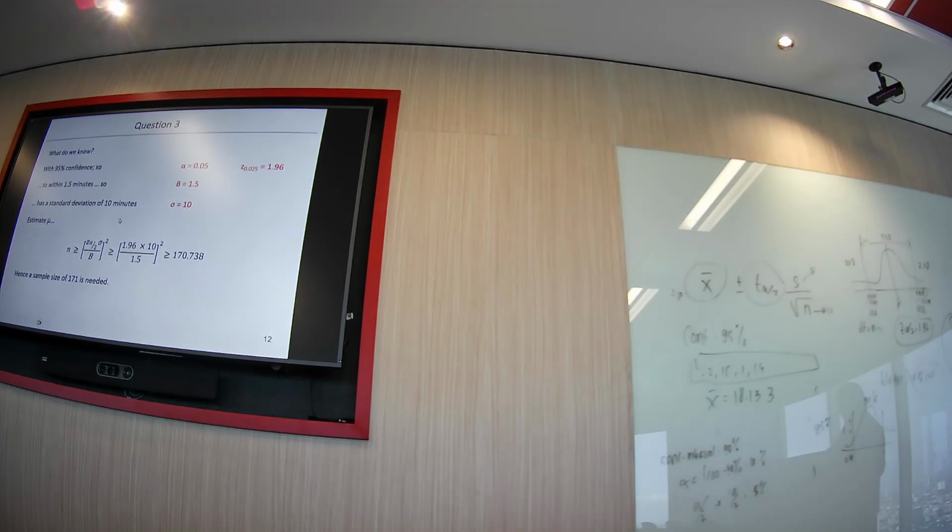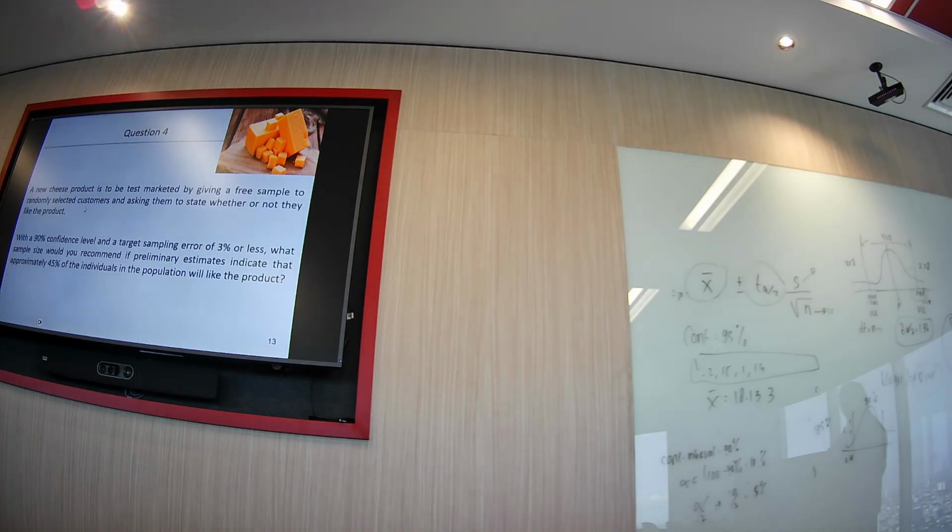Okay, let's see again. Last questions, still related to this one. A new cheese product is to be test marketed by giving a free sample. Now the confidence interval is changed, become 90%. So your alpha becomes 10%.